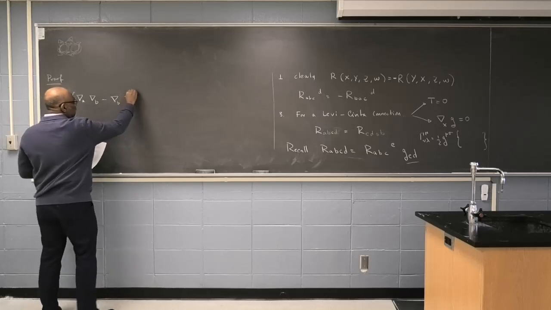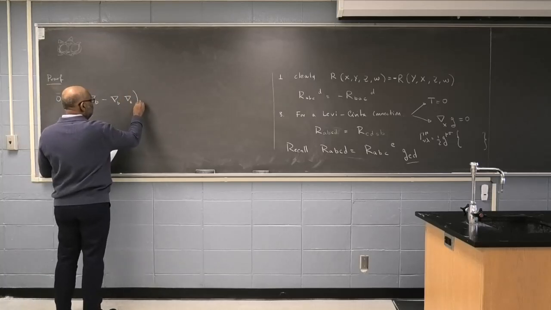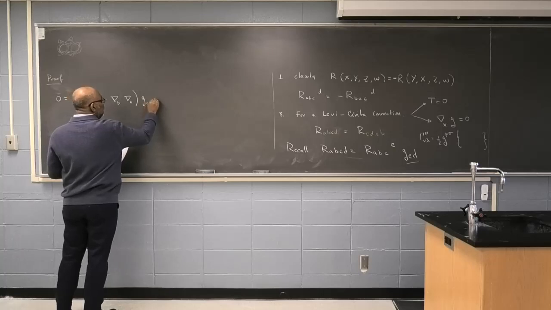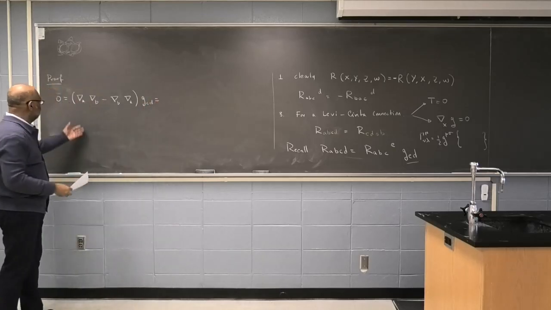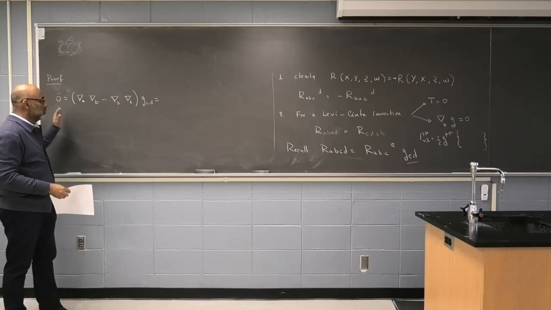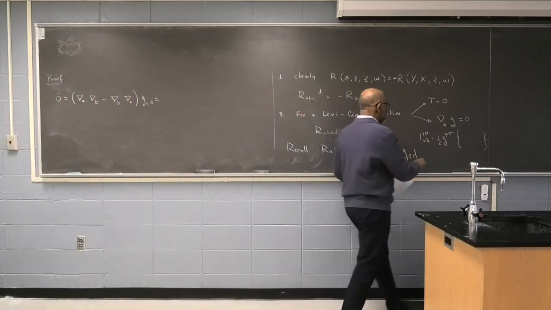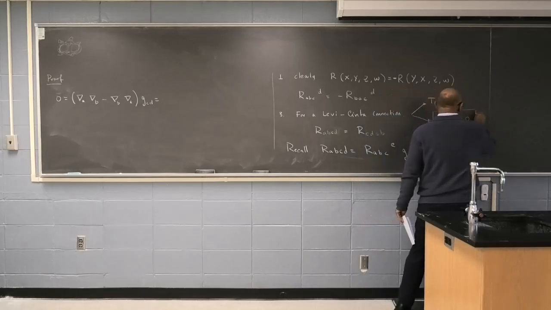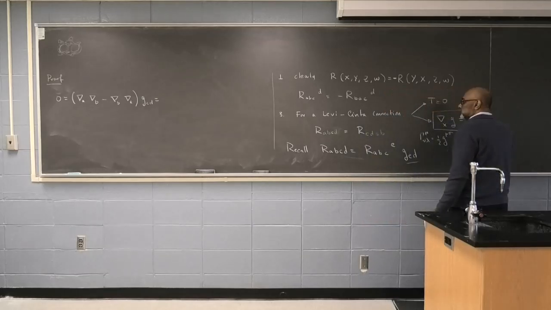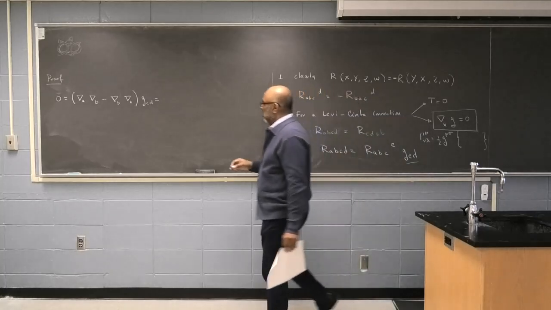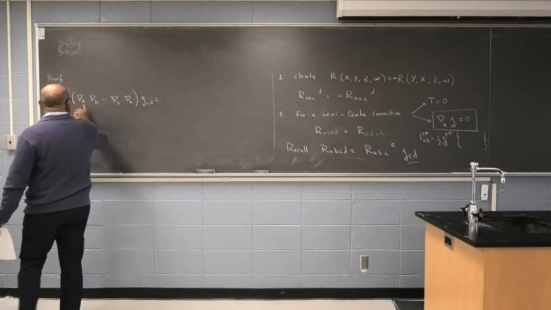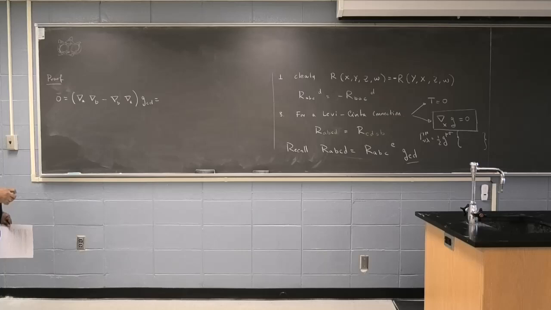A, and then I picked G, C, D. On the one hand, this must be 0 because the covariant derivative of G is 0. It's a Levi-Civita connection. On the other hand, this is precisely how you compute the Riemann tensor.